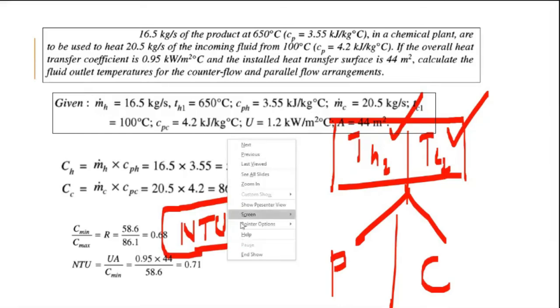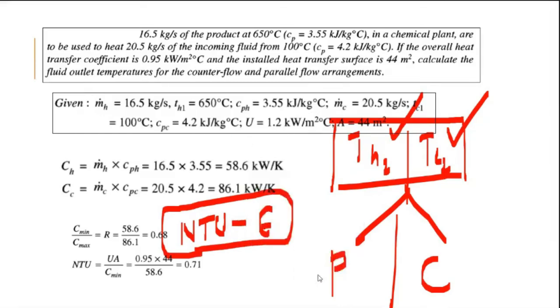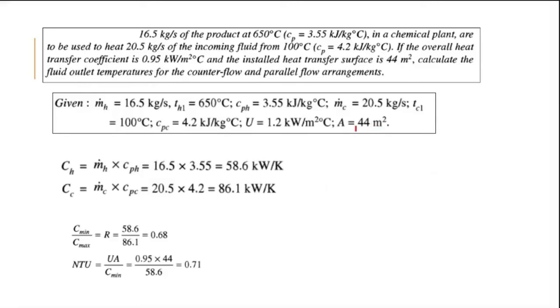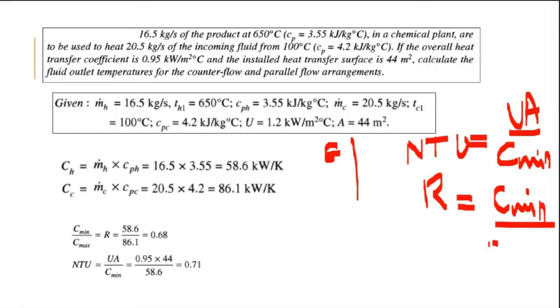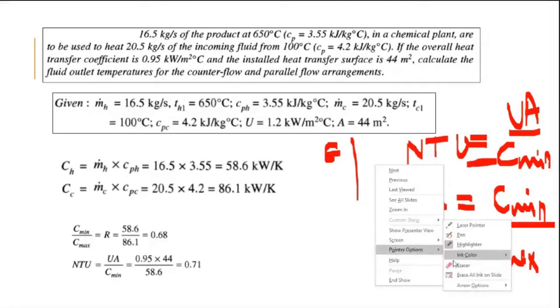How to use the method? First thing, you have to find out effectiveness of the heat exchangers using the formula given in the data handbook. For finding out effectiveness of any heat exchanger, we need two values. First value is NTU and the second value is R. NTU is number of transfer units. It is given by UA by C min, and this R value is equal to C min by C max. So before we can start with the solution, we also have to determine what is C min value and what is C max value. So we are going to find that first of all.